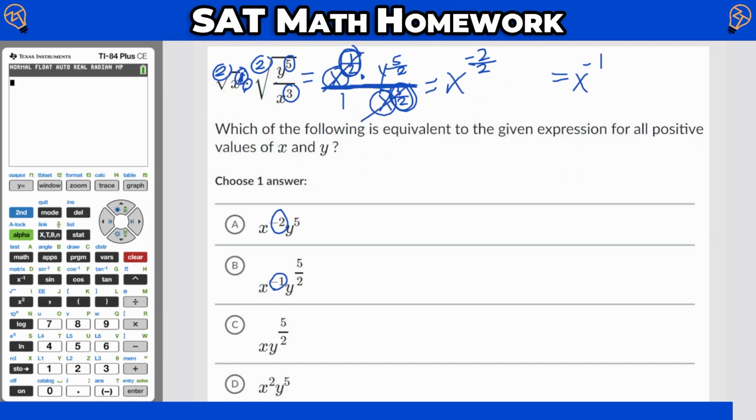That takes care of the x's. They're not really canceled out, but I sometimes cross them out once I've dealt with them. And then we still have the y to the 5/2. So yeah, that matches perfectly with B.